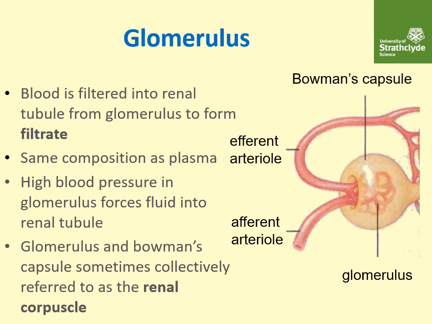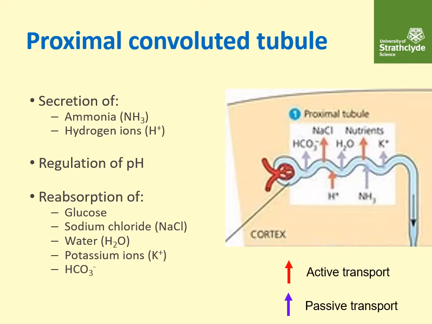The glomerulus and Bowman's capsule, which is this whole thing here, are sometimes collectively referred to as the renal corpuscle. I wouldn't worry too much about that. So let's look at the proximal convoluted tubule.